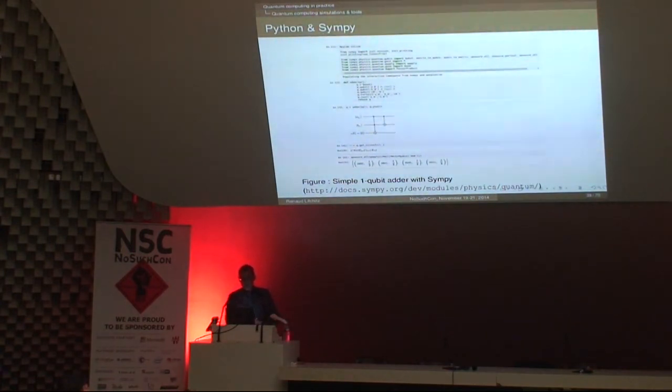Fine. Another interesting tool is SymPy with the package physics.quantum. So here you see a simple qubit adder with a Toffoli and a CNOT gate. This way you can simply add two numbers and have the result in a third qubit. And measure all the results at the same time, for instance.